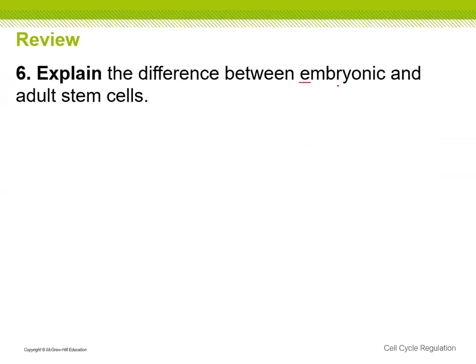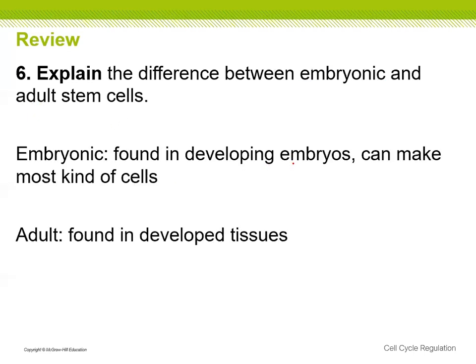So what's the difference between an embryonic and an adult stem cell? Embryonic is found in embryos, obviously. Adults are found in adults. The embryonic can make most kinds of cells. Adults are only found in developed tissues and are already partially specialized. I don't know why I put that in there.